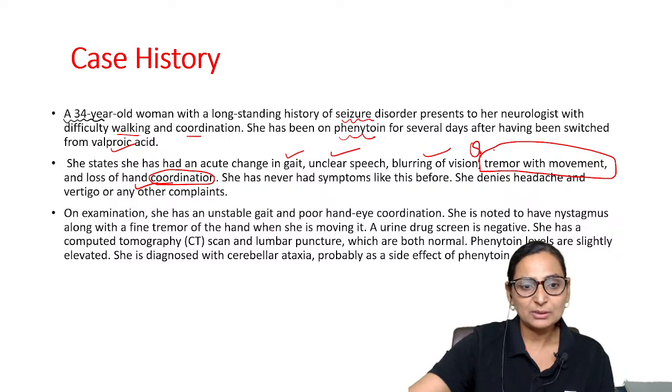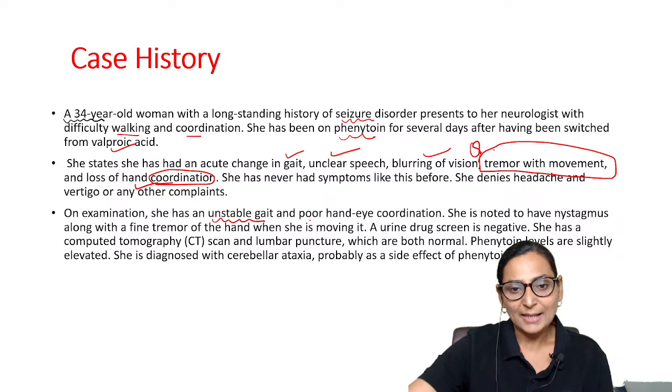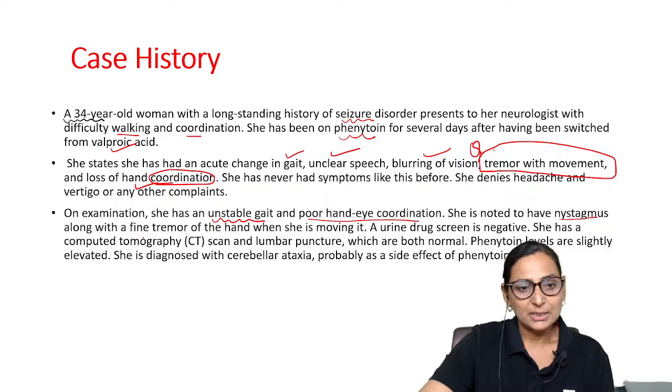On examination, the woman has an unstable gait and poor hand-to-eye coordination. She is having nystagmus and a fine tremor when she is moving. Urine drug test is negative. CT scan and lumbar puncture are negative. So what is this patient suffering from? Obviously, here the answer given is that it is diagnosed as cerebellar ataxia.